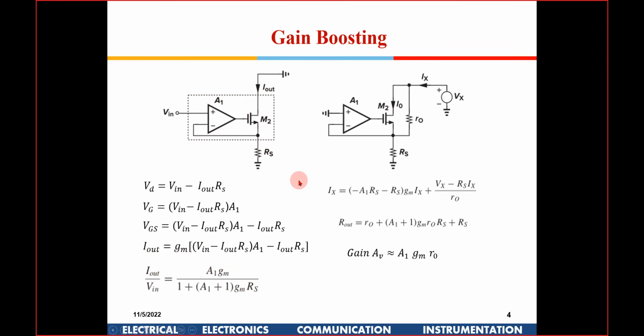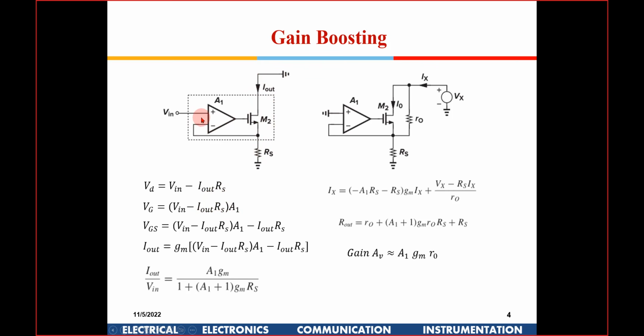Is it okay? Let me explain once more. The differential voltage here is V in, and here it is minus I out RS. So this is a negative feedback which has been given. I out is the current which is flowing into the circuit, so I out into RS.